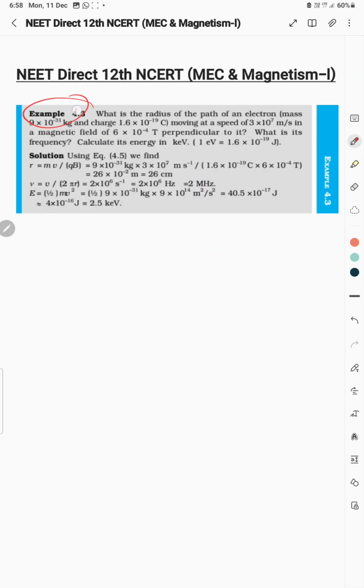Okay, now let's move on to Problem 4.3. Right, इसमें लिखा है, what is the radius of the path of an electron of mass this much and charge this much. खैर ये तो standard values हैं, हमें पता होने चाहिए. Moving at a speed of 3 × 10^7, तो let us write, speed of electron is 3 × 10^7 meter per second. Radius पूछा जा रहा है, what's the radius.